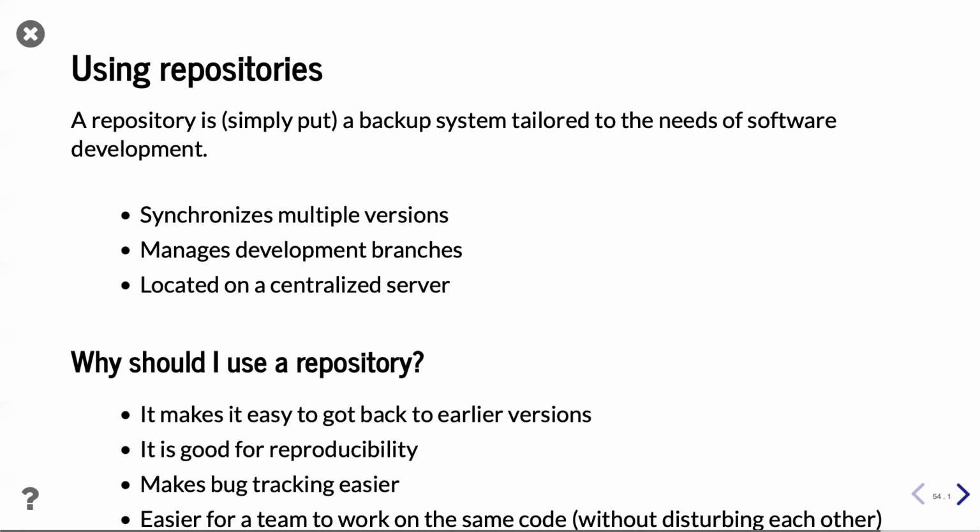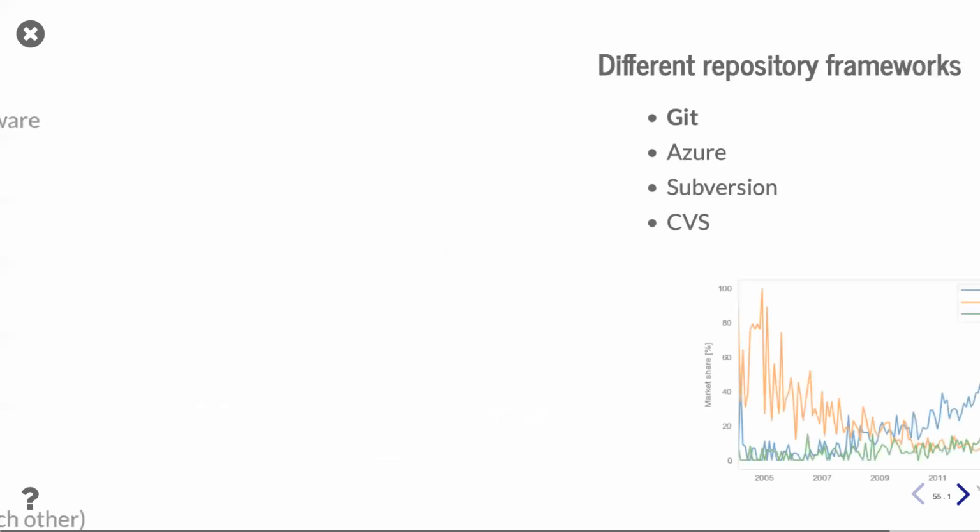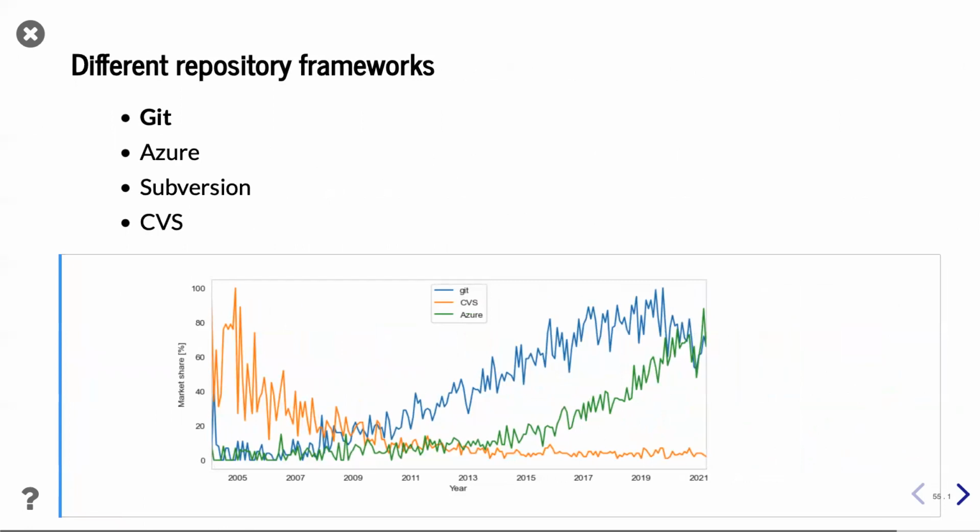And of course, it's easier for a team to work together on the same code without disturbing each other, because that can be quite annoying if everybody is working on the same piece of code and something breaks while you are doing something else. There are different repository frameworks, and the popularity has switched over the years. For example, there is Git. The most well-known one is GitHub, which is open source repository with commercial features.